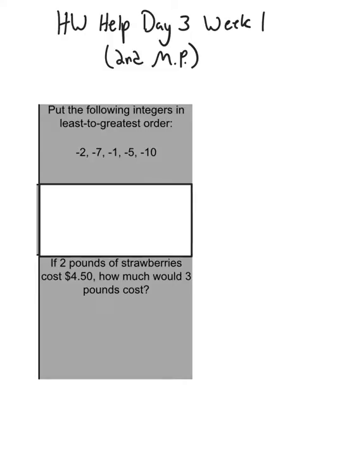All right, homework help time. Let's get started. It says put the following integers in least to greatest order. First thing I'm going to do before I think of anything else is draw 5 blanks for my 5 integers.